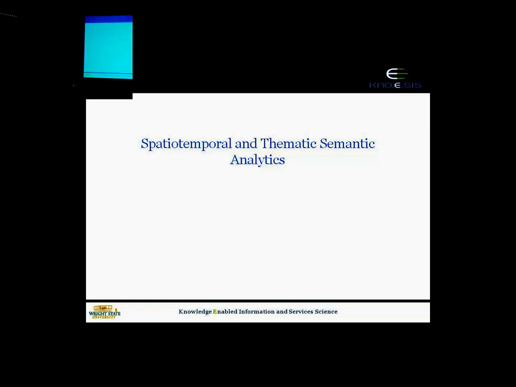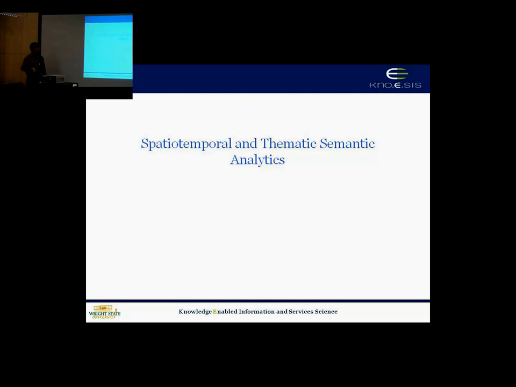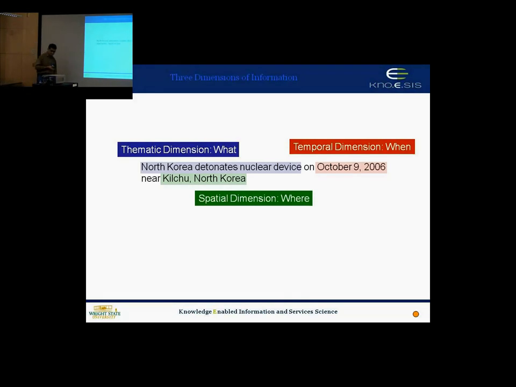So this presentation is probably related to the work which we do in the lab related to the spatial, temporal and thematic analysis of data. Let's say you have a statement that says North Korea detonated a particular device on so-and-so date near so-and-so location. If you look at this statement, it has three aspects. One is what exactly happened: the information that North Korea detonates a nuclear device is the what part, the thematic dimension. Then there is when it happened, which is October 9, 2006. And then there is a spatial dimension, where. So any statement which captures general information like this will have these three components.